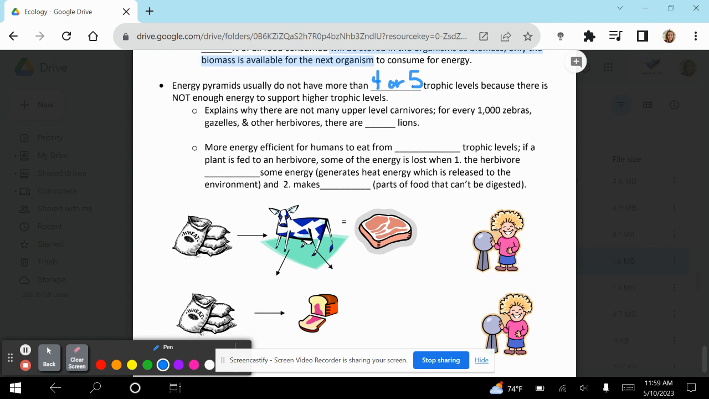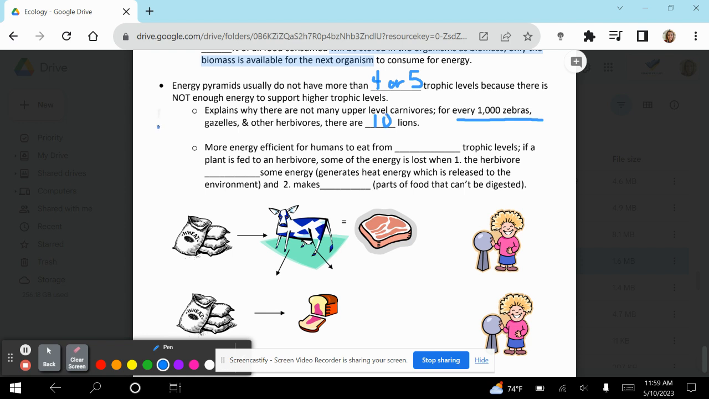And again, that is why if you see 1,000 herbivores in an area, you're only going to see about 10 lions, because only about 10% of the energy is going to make it up to those lions. So they can't support more than about 10.